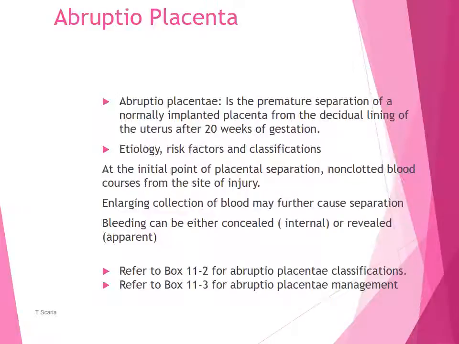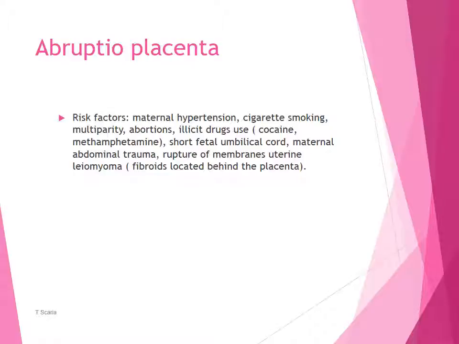The risk factors of abruptio placenta are maternal hypertension, cigarette smoking, multiparity, abortions, illicit drug use such as cocaine, methamphetamine, short fetal umbilical cord, maternal abdominal trauma, rupture of membranes, uterine leiomyoma, that is fibroids located behind the placenta.